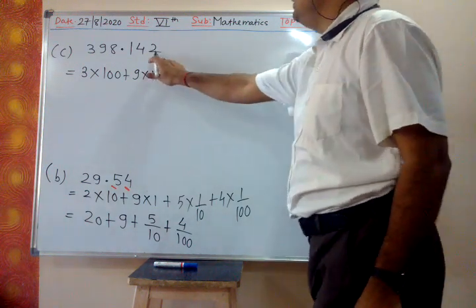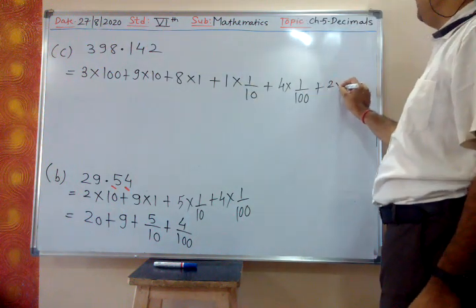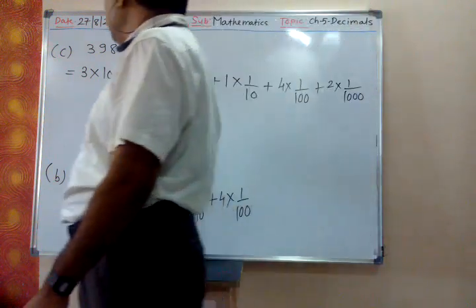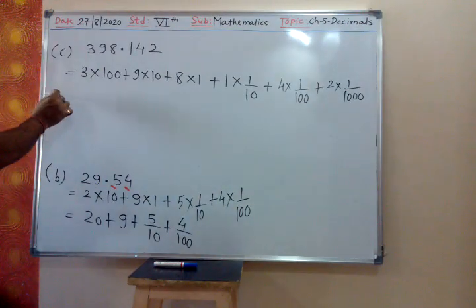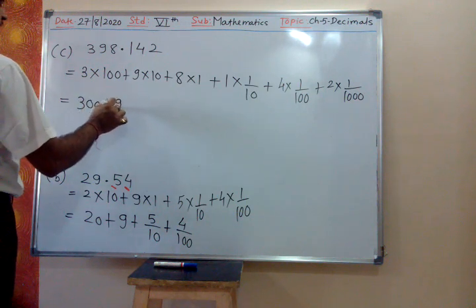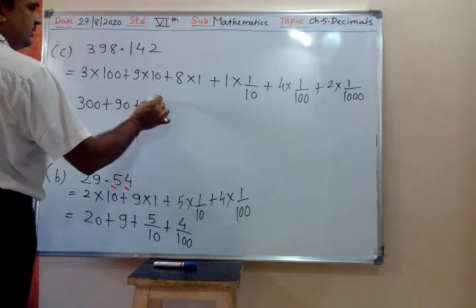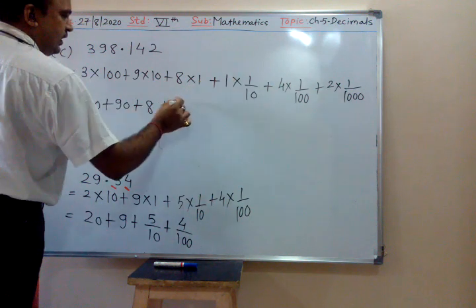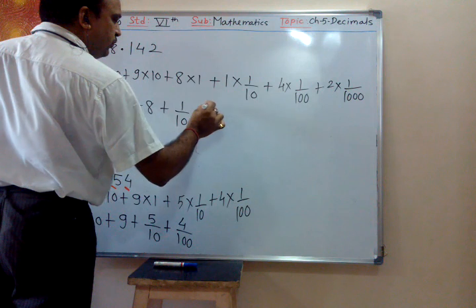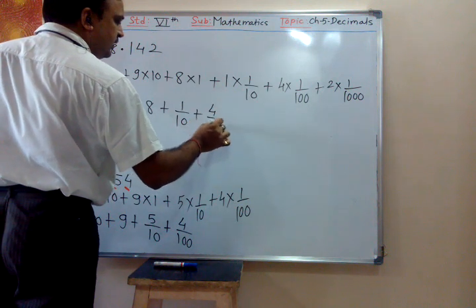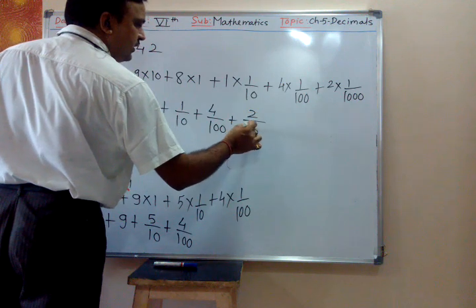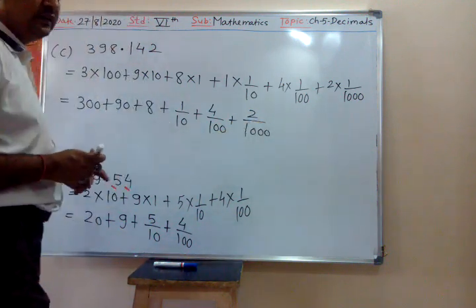Position of 2 is thousandths place. So 2 into 1 upon 1000. So this we read as 3 into 100, 300, plus 90, plus 8, plus 1 into 1 upon 10, plus 4 into 1 upon 100, plus 2 into 1 upon 1000. 2 upon 1000. This is the answer.